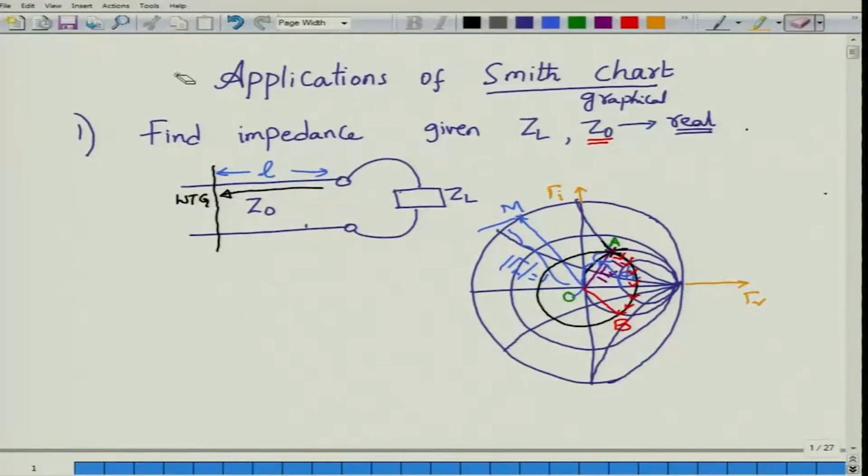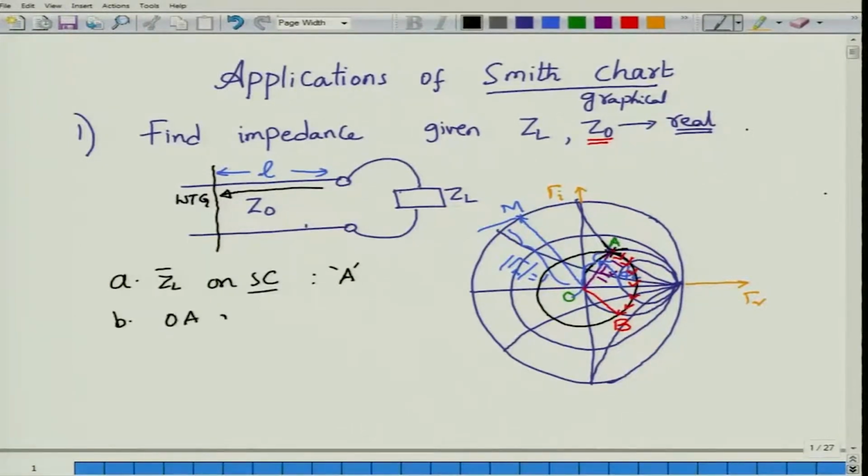Remember, what we wanted to find out was the impedance at a certain distance L. So, the method that we started was: start with ZL bar on the Smith chart. I will use the word SC to denote Smith chart. On the chart you mark this one, this happens to be the point A.